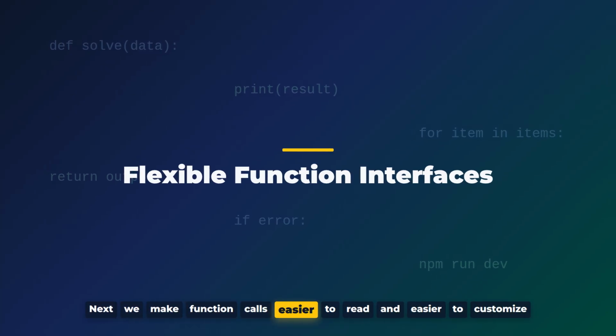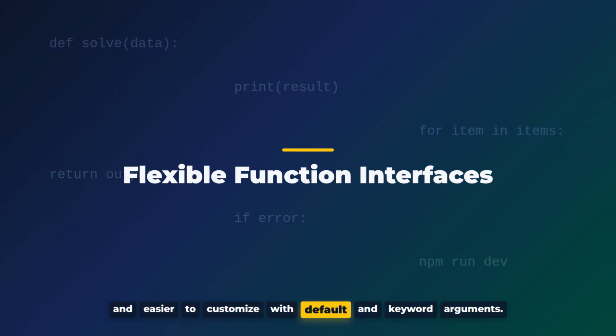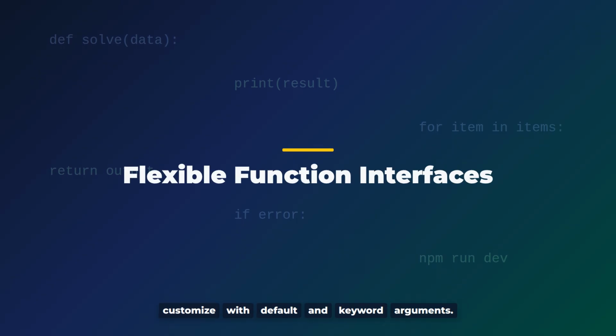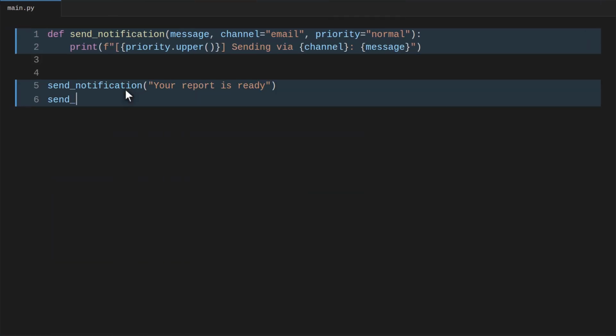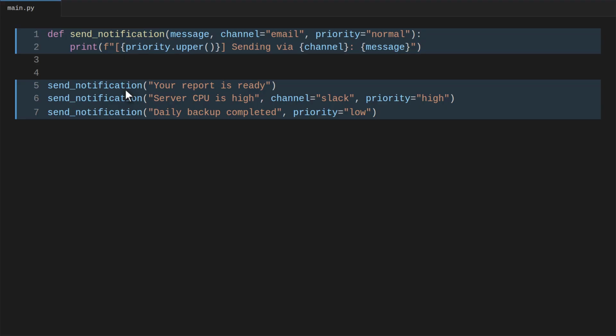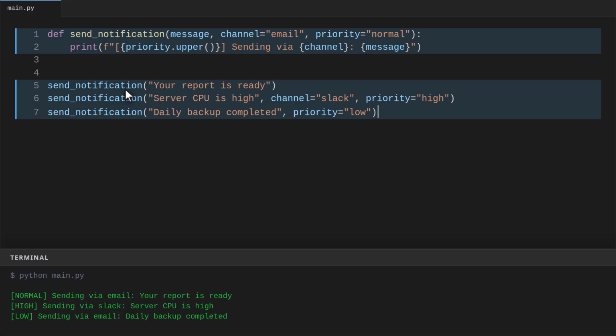Next, we make function calls easier to read and easier to customize with default and keyword arguments. Notification functions are a good place for defaults, because most messages use the same channel and priority. We create send_notification with default values, call it once with no optional settings, then override the parts we care about and run the script.